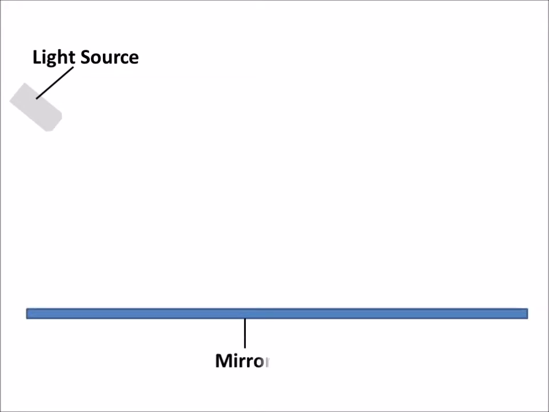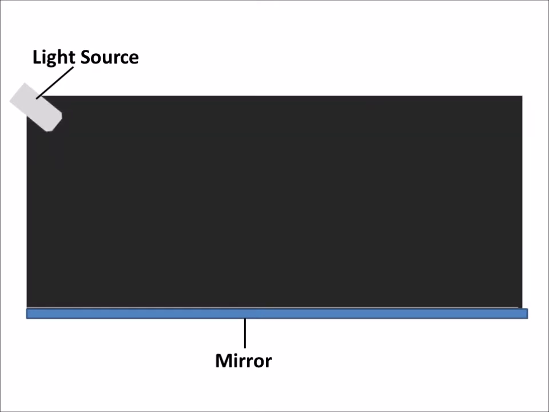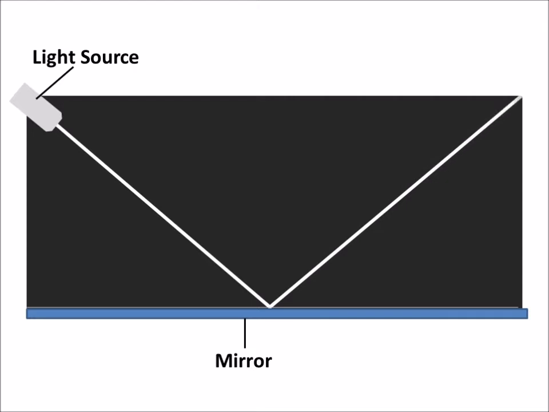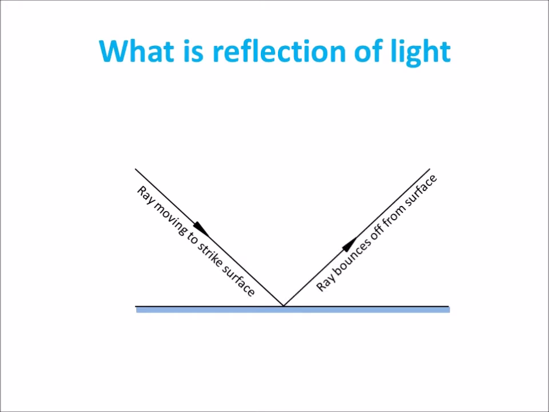Consider a light source which is placed in front of a plane mirror against a dark background. So the light source produces a ray of light which then bounces off on reaching the mirror surface. So what is reflection? So reflection is the bouncing off of light when it strikes a smooth surface.